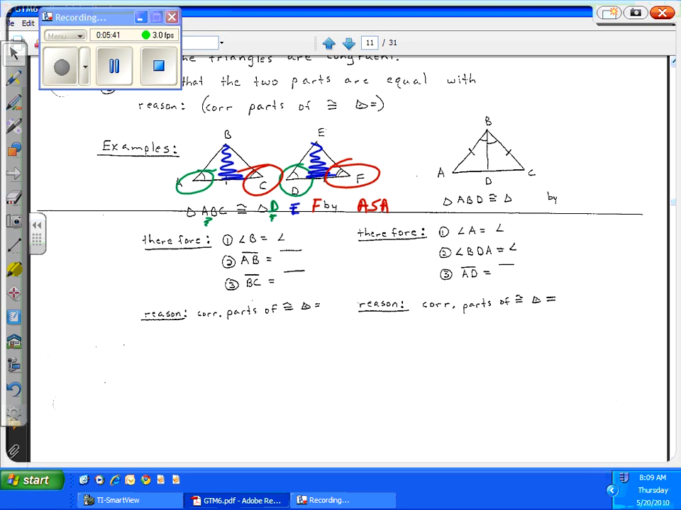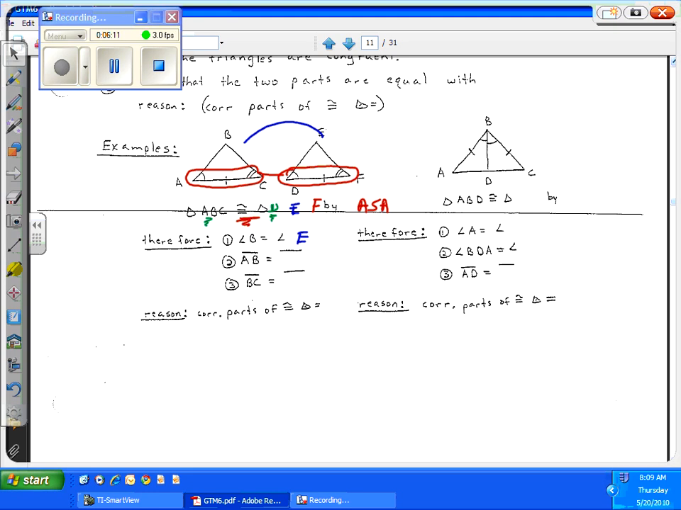Now, what we were given to prove it with was this angle, side, and angle. And over here we were given this angle, side, and angle. Now that we know they are congruent by angle, side, angle, we can say that all of the other corresponding parts are equal. So we can say that angle B is equal to angle E.